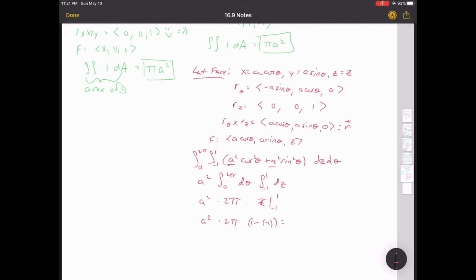So we do get 4 pi a squared. And when you add all of those up, you do get 6 pi a squared. Sorry about that mistake. Hopefully you guys caught it probably before I did.